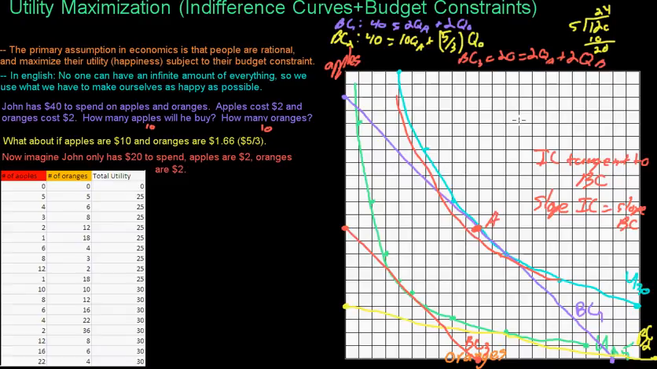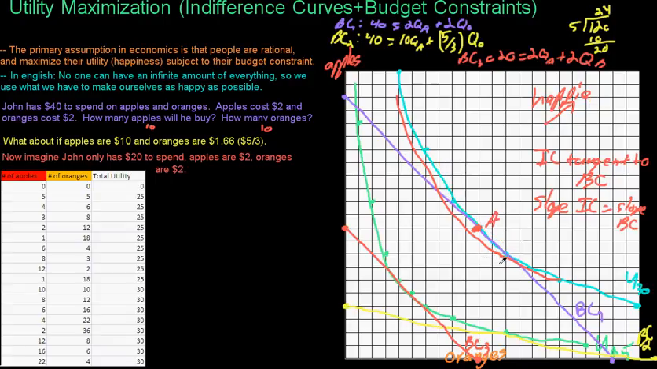Remember, as we go to this top right corner, this is happier. These are higher levels of utility. Then there is a different indifference curve that would touch that budget constraint at a different point, and it would have a greater utility than the one that dips underneath.